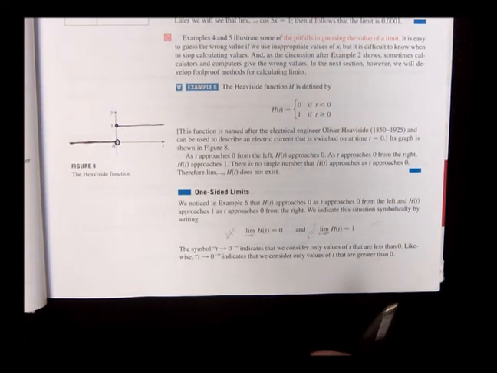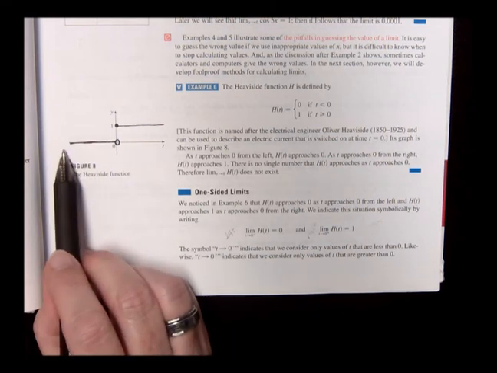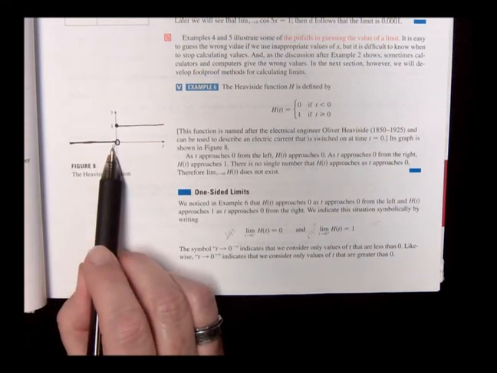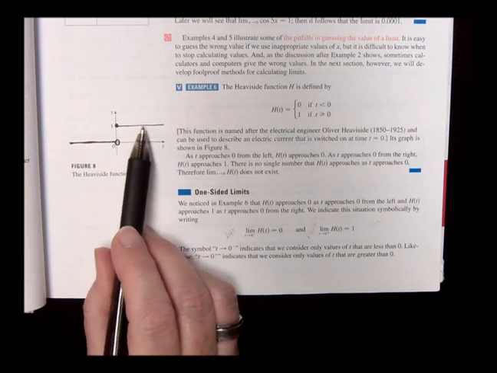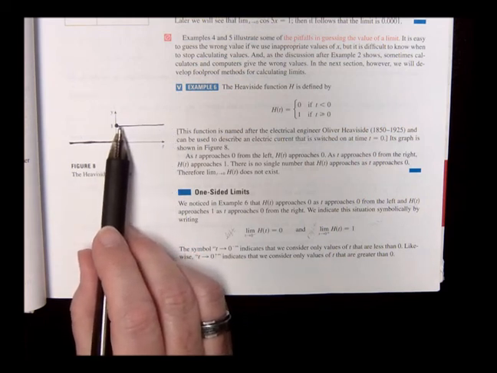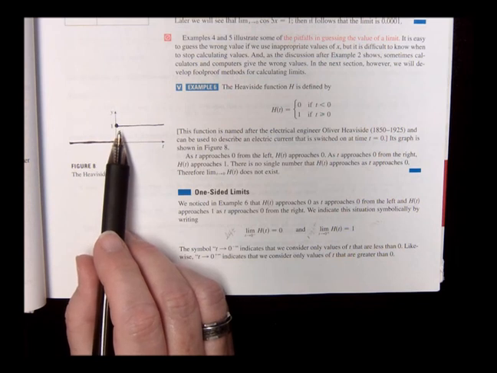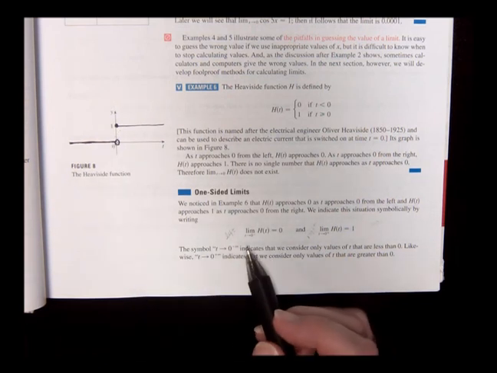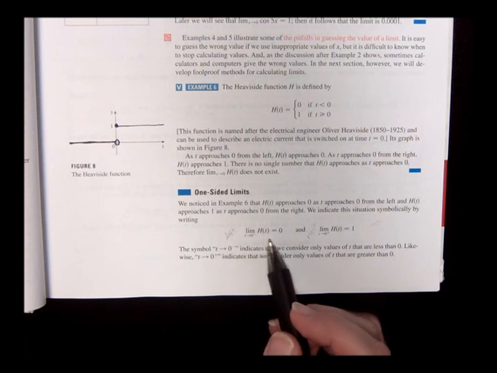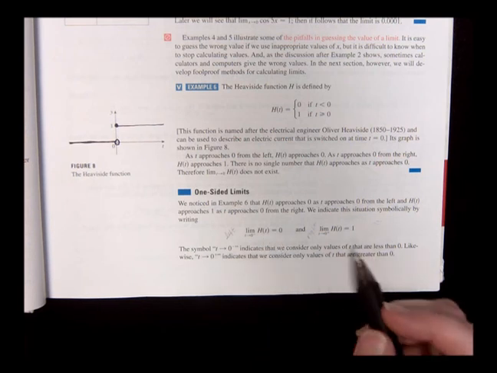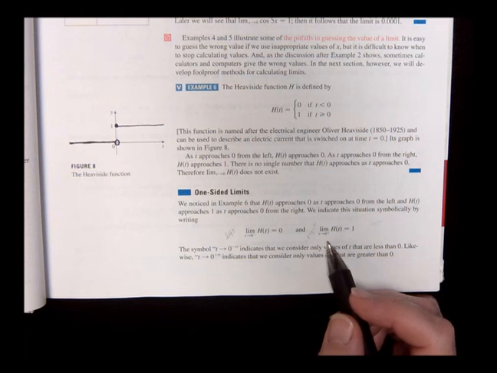Okay, so if I look at it coming from the left, I can see that my numbers are going to be very close to 0. If I look at it from the right, I can see my numbers are going to be very close to 1. So when this happens, we can say that the limit as t approaches 0 from the left, by putting this negative here, of h of t equals 0. And the limit as t approaches 0 from the right of h of t equals 1.